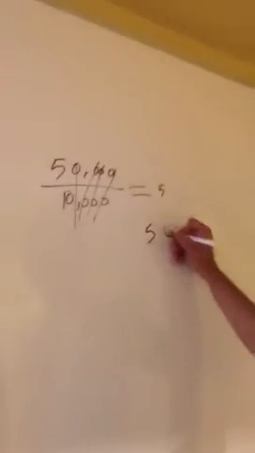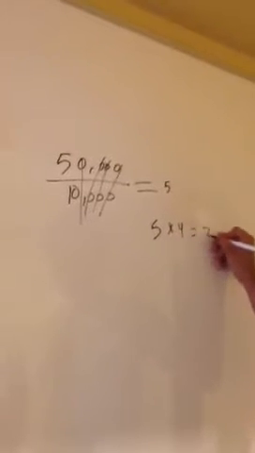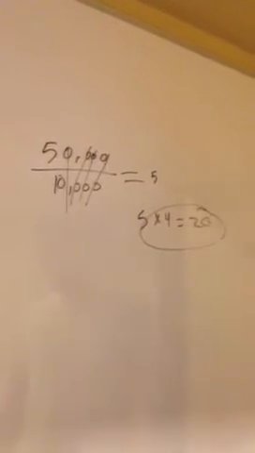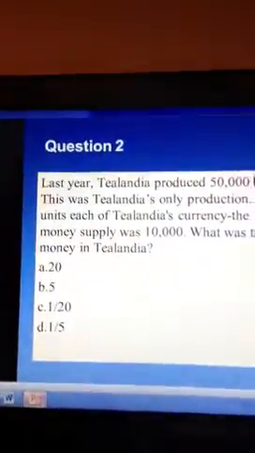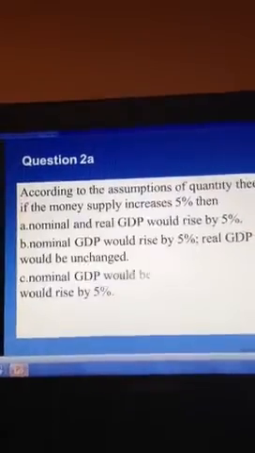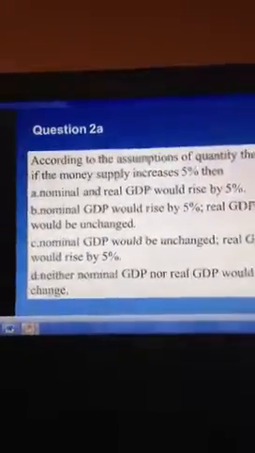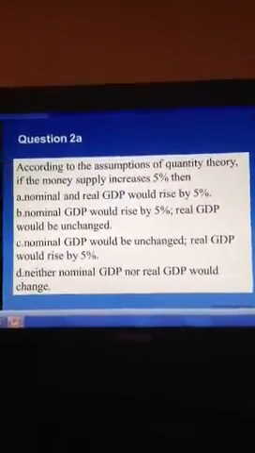So once you have the 5, each bag of tea is sold at 4 units of Thailandia's currency. So you would multiply the 5 by the value of 4, which equals 20. The answer choice is A, 20.